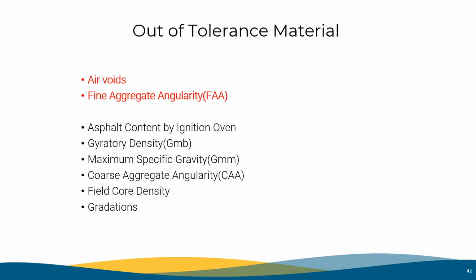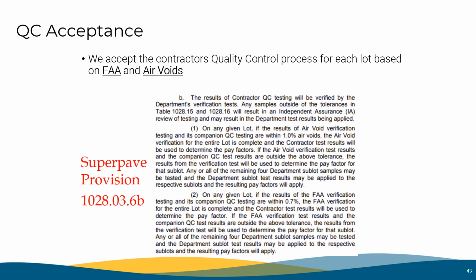So what exactly happens if the two materials don't test the same? Well, this is considered out of tolerance material. As stated in the previous slide, if the air voids or the fine aggregate angularity do not correlate, this will result in rejection of the contractor's QC test results, and the NDOT results would be used to calculate pay factors. In the case of the other properties, they would trigger an IA review only. Again, we accept our contractor's quality control process for each lot based on air voids and FAA.